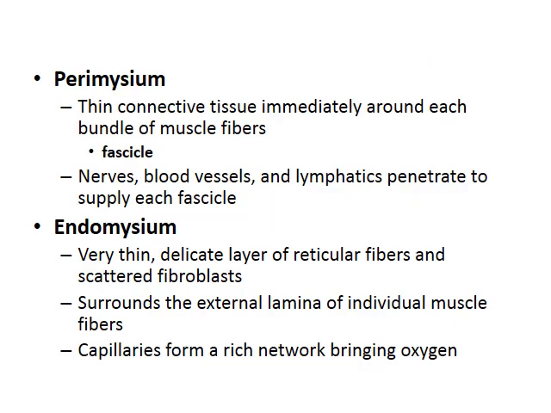Then underneath the epi layer, we have our perimysium. This is going to be pretty much thin. It's just going to be around a bundle of muscle fibers, and we call this the fascicle. Now, the bundle of muscle fibers is going to have nerve, blood vessels, and lymphatics, and that's going to penetrate this perimysium into each fascicle to provide the blood flow, lymphatics, and any innervation from the nervous system.